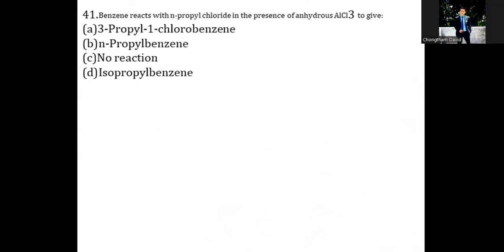41. Benzene reacts with n-propyl chloride in the presence of anhydrous aluminum chloride. So alkyl iodides are often prepared by the reaction of alkyl chloride or bromide, not fluorine, not iodine, in the presence of dry acetone and sodium iodide, which is also known as the Finkelstein reaction. Sodium chloride or sodium bromide is formed as a precipitate. It will facilitate the forward reaction according to Le Chatelier's principle, which we have done in equilibrium.